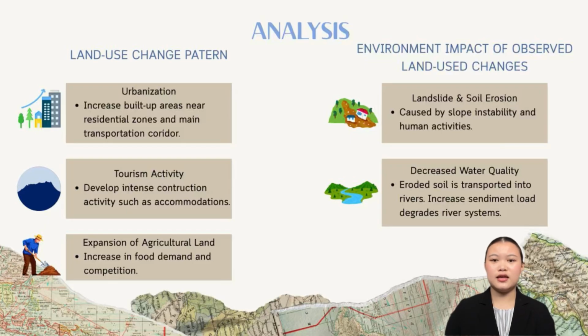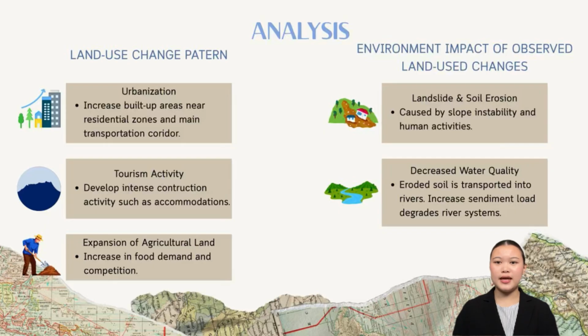Thirdly, there is significant expansion of agricultural land. Increasing food demand and commercial farming activities have encouraged farmers to clear more land. These agricultural expansions further accelerate the conversion of forest and shrubland into cultivated areas. Overall, these patterns indicate a strong trend toward human-dominated land use, replacing natural vegetation with urban and agricultural landscapes.